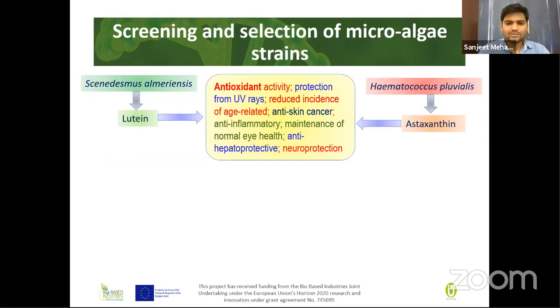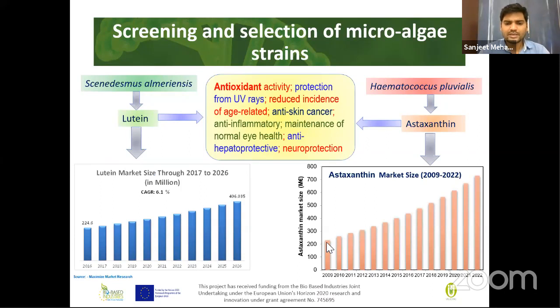While the demand for both compounds is increasing year by year, we found that for astaxanthin in 2009 the demand was around 220 million euro, while in 2020 it is expected to rise up to 730 million euro. For lutein also, the demand is increasing year by year, with a compound annual growth rate of 6.1, and it is also in the case of astaxanthin.